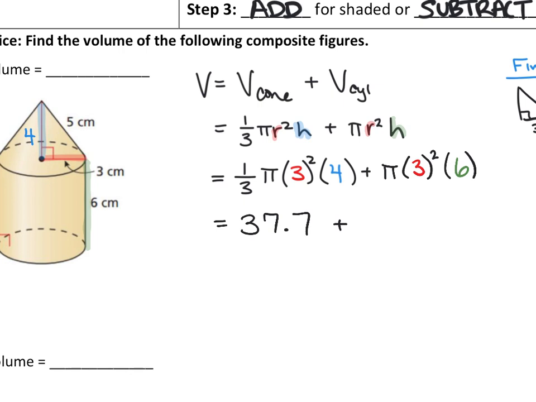What did you guys get there? Did you get 169.6? No. Fabulous. To get the volume of the composite figure, we found the volume of the cone and the volume of the cylinder.